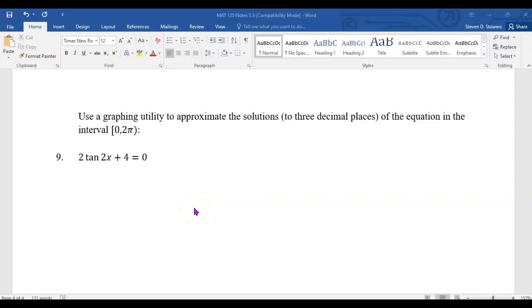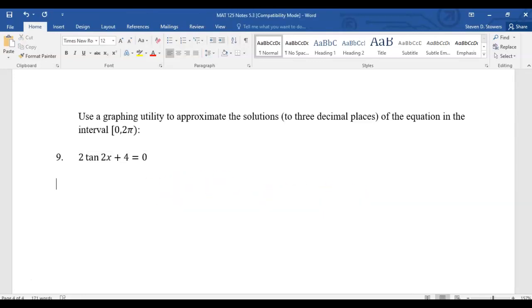Now, what if we just want approximate solutions to trigonometric equations? So we're going to use a graphing utility like a graphing calculator or computer software to approximate the solutions to 3 decimal places of this equation. We're going to find all the solutions in the interval from 0 to 2 pi. So our equation is 2 times the tangent of 2x plus 4 equals 0. So it's like this function, 2 times the tangent of 2x plus 4, is what we want zeros for. We're looking for the zeros of that function.